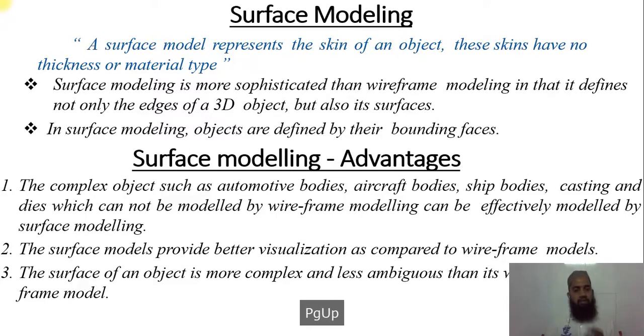The surface model provides better visualization compared to the wireframe model. Here we are defining the surface, not just the point. It is more visual because sometimes a point is missing, but a surface is not possible to miss. A surface model of an object is more complete and less ambiguous compared to wireframe modeling. We can form a more complex object that is less confusing, and we can easily see each and everything. So this is a very important point.